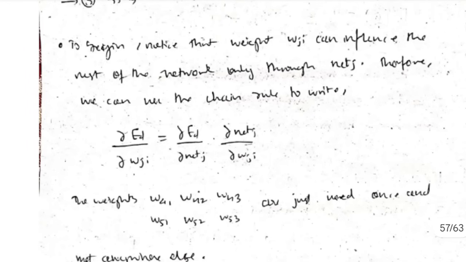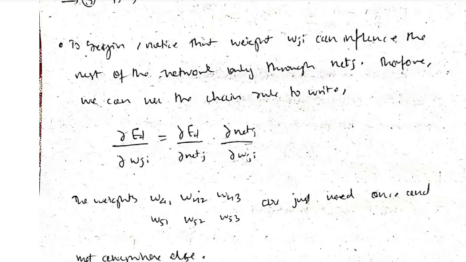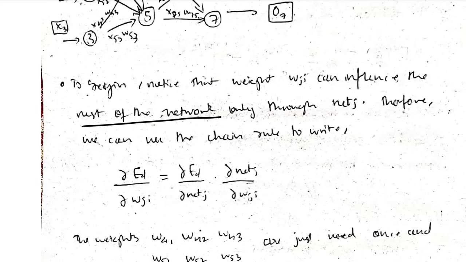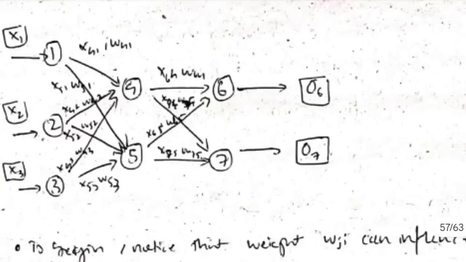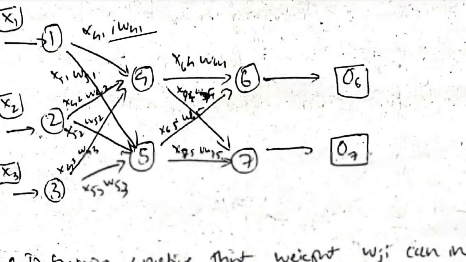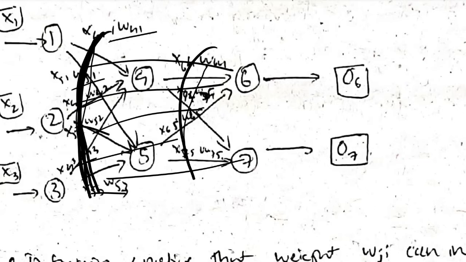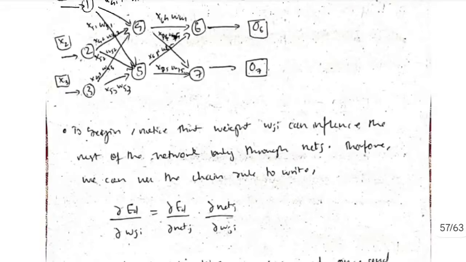So the important concept starts from here. First, you have to notice something here: the weight value can influence the rest of the network. What is the weight value? The weight values are W41, W51, W42, W52, W43, W53. These weight values are only used here, and here it is different weight values. So altering the weight values will alter all the influences that happen here. Understand it very briefly. Don't go into details.